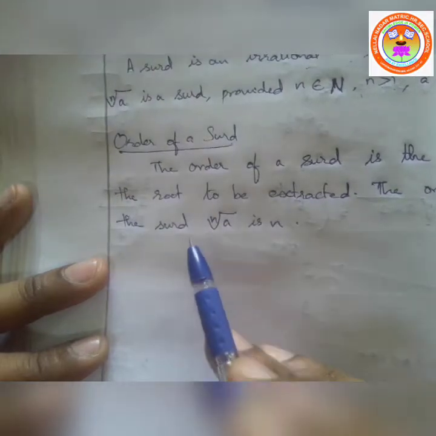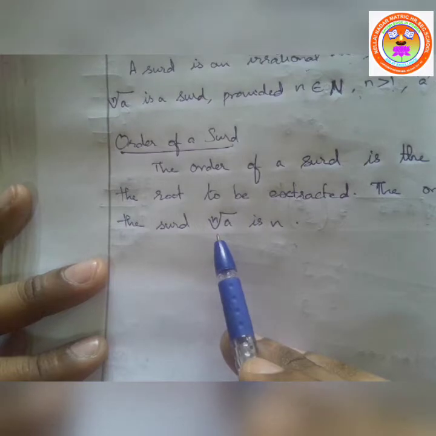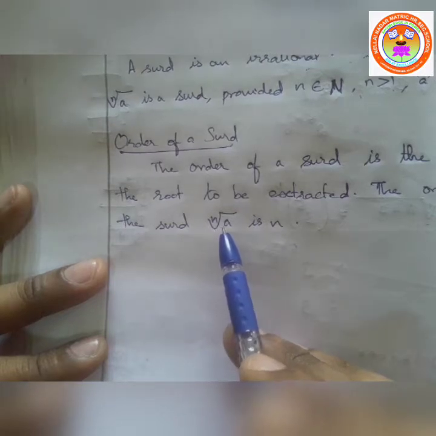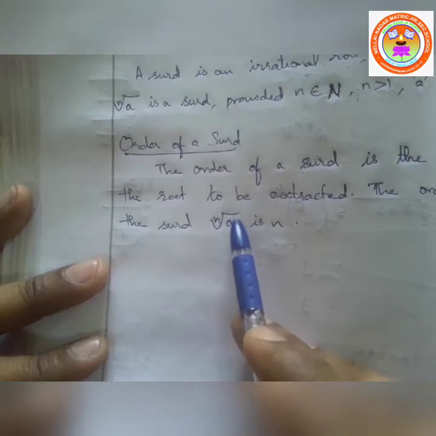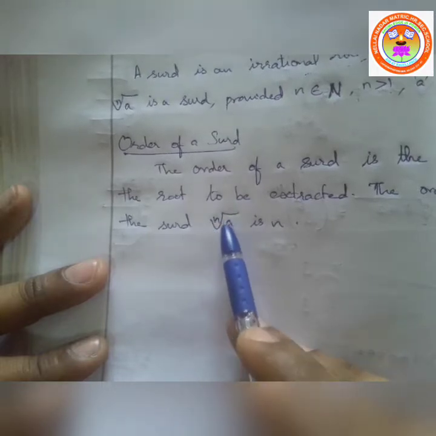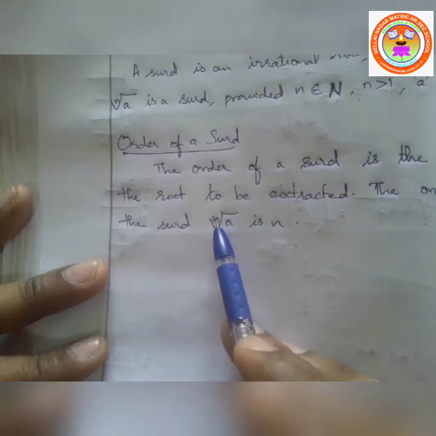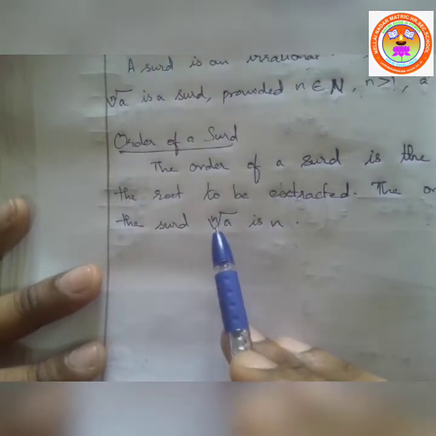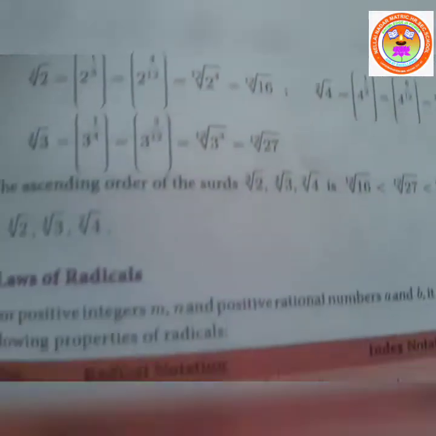For a square root they won't write 2 there, it is understood that 2 is there. So for the square root the order is 2, for the cube root the order is 3. Whatever number is given inside the V shape of the root sign is called the order. Are you able to understand? Now one more thing you have to keep in mind.